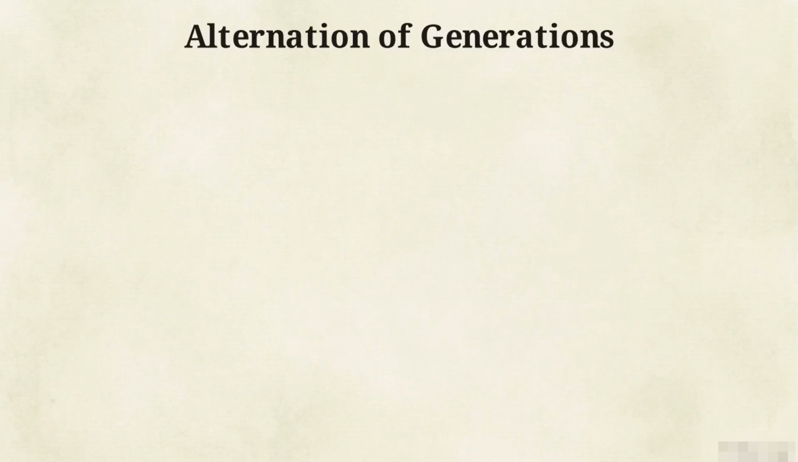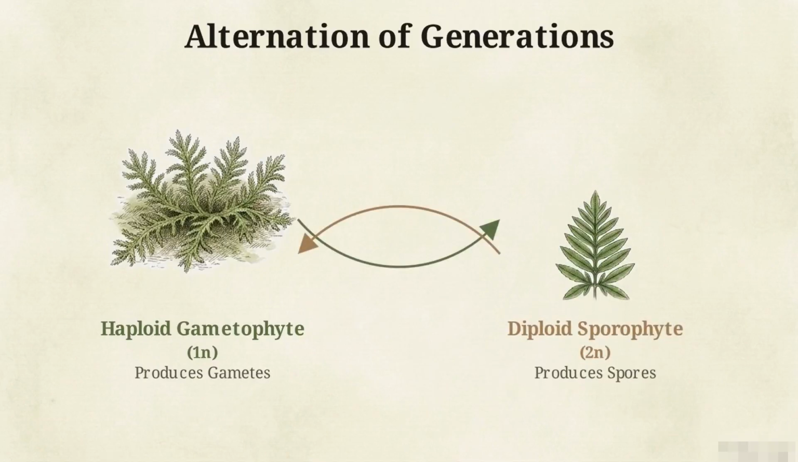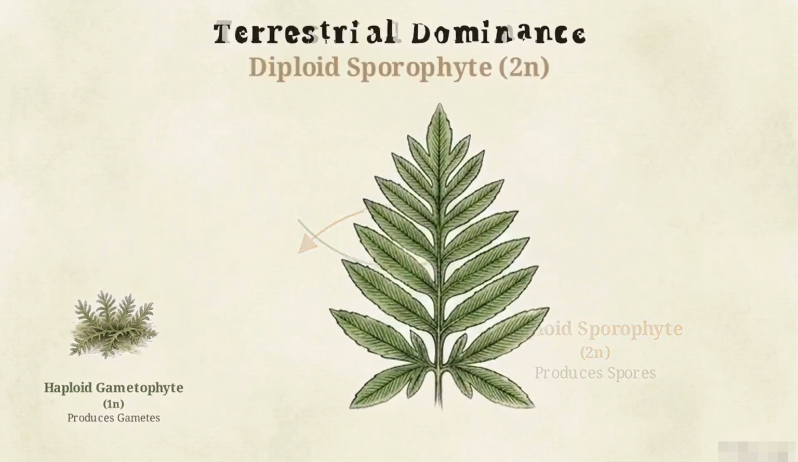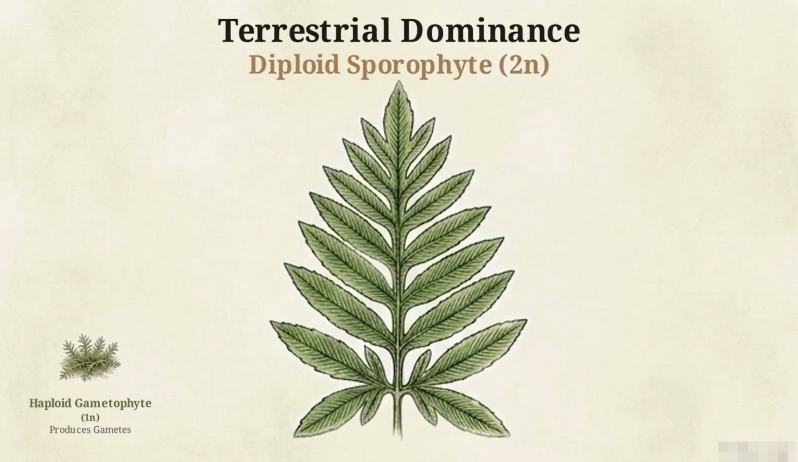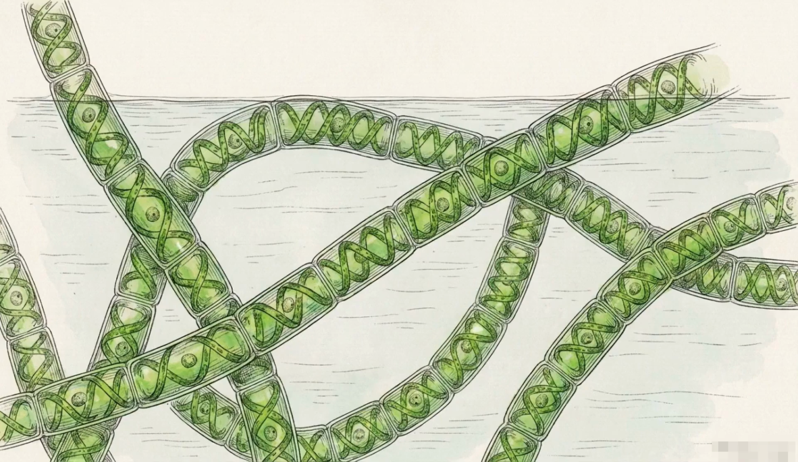Plants alternate between two distinct phases: a haploid gametophyte, which has one set of chromosomes and produces gametes, and a diploid sporophyte, which has two chromosome sets and produces spores. The evolutionary journey from aquatic algae to towering trees follows an inversion of which of these two phases dominates the organism. Solving the engineering problem of dry land required plants to restructure their internal anatomy and reconfigure their entire life cycle. We start with algae, the aquatic baseline.